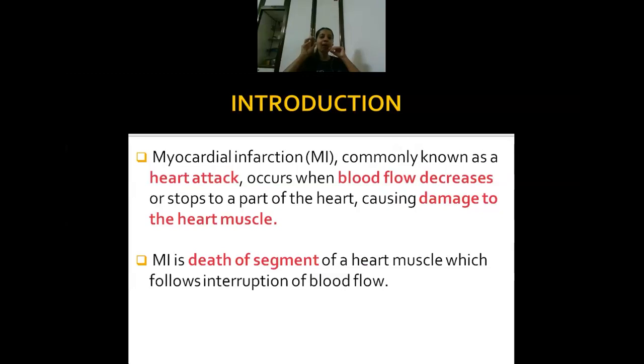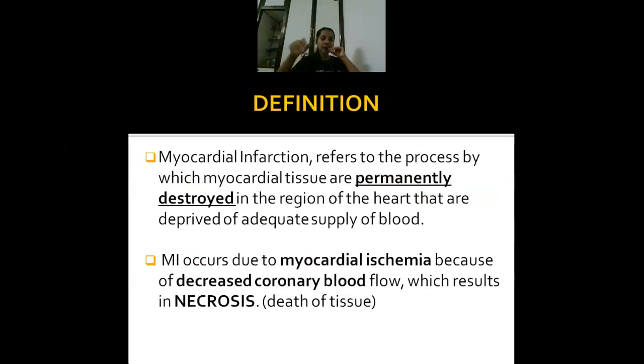That is regarding the introduction, and I have put down two definitions. You can go through either of the definitions, but whichever definition you write, you have to include two terms. One is sustained or permanent myocardial ischemia, and the second is necrosis. These two terms are a must. Myocardial infarction is a process in which the myocardial tissue is permanently destroyed. That is why the term necrosis is used. So in MI there is permanent destruction of the myocardial tissue in any part.